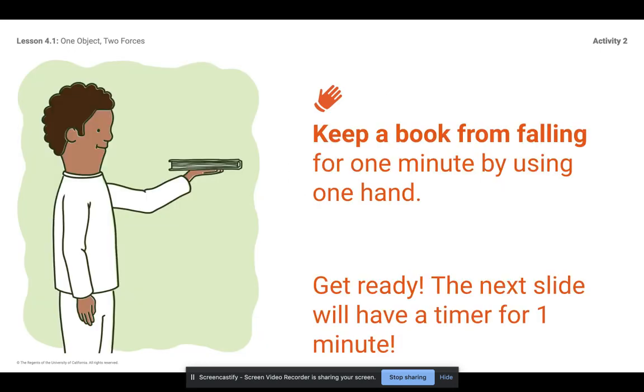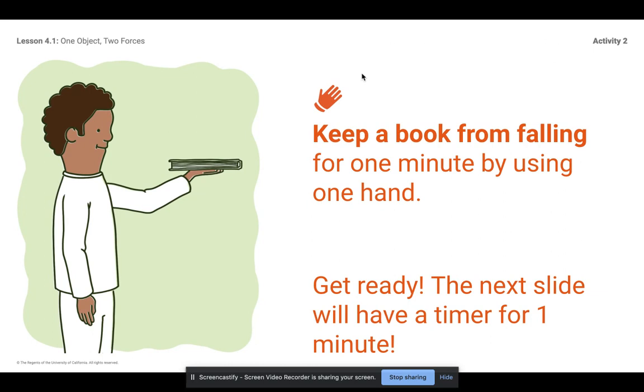Your activity today is to keep a book from falling for 1 minute by using one hand. You might not have a book around you, but I want you to find another heavy object. Maybe your binder, maybe your workbooks with that. I want you to layer those on top of each other. You're going to keep those from falling for 1 minute.